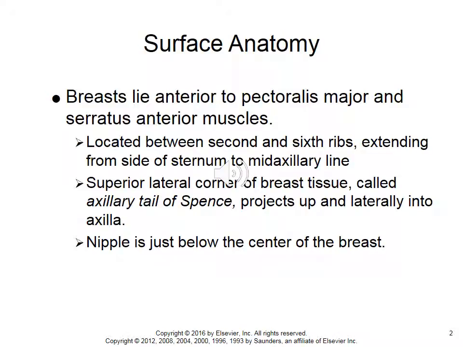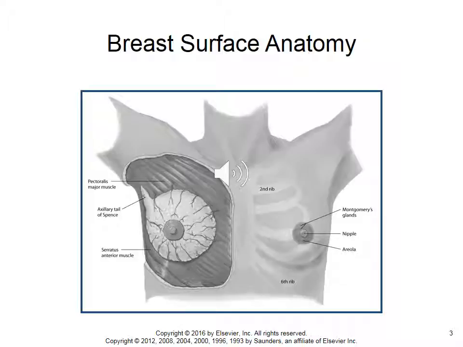So to start with, let's look at the anatomy of the breast. The breast tissue lies above the pectoralis major and serratus anterior muscles. Generally, the tissue is located between the second and the sixth ribs, extending from the side of the sternum to the mid-axillary line. The superior lateral corner of breast tissue in women is called the axillary tail of Spence, and this is the tissue that projects up and laterally into the axilla. The nipple is just below the center of the breast. And here's the picture depicting all of that.